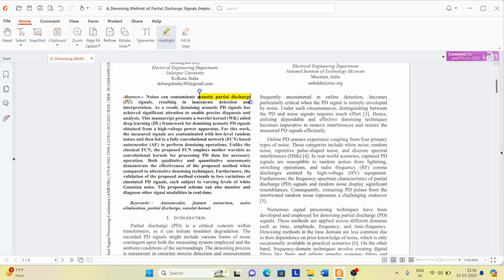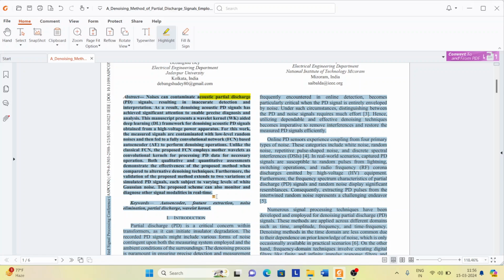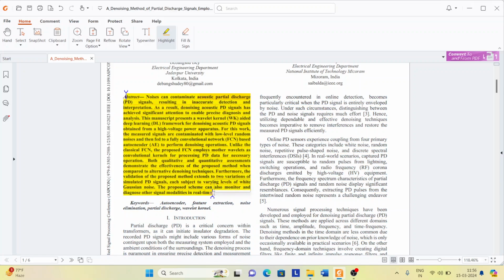So what we have tried to do in this paper is that we have taken the high voltage apparatus and performed the fully convolutional network based autoencoder to denoise the signals. I will show you the overview of that also.